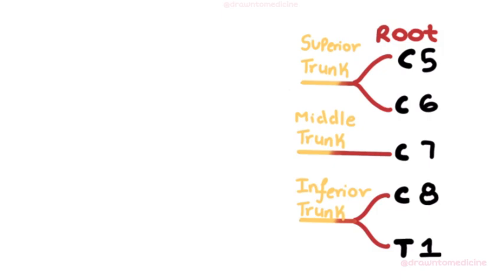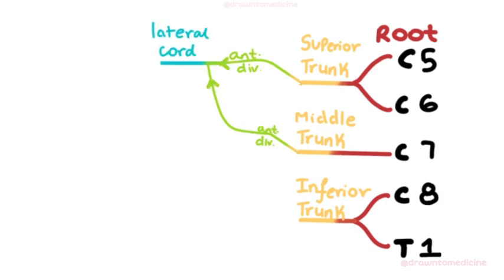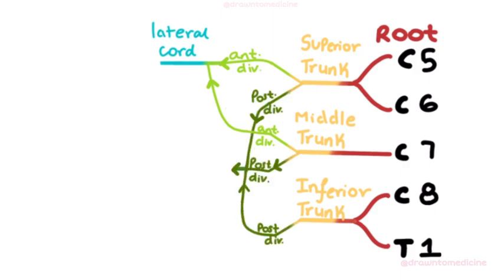So as we can see, if we take the anterior divisions of the superior and middle trunk, we can form the lateral cord. And if we take all of the posterior divisions arising from each of the trunks, we can make our posterior cord, which is quite easy to remember because it's just coming from the posterior divisions from all the 3 trunks.